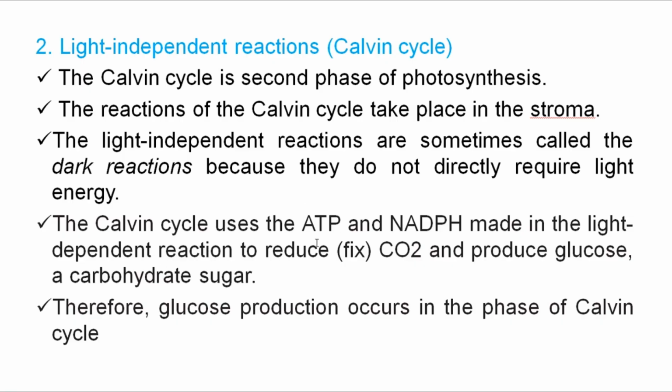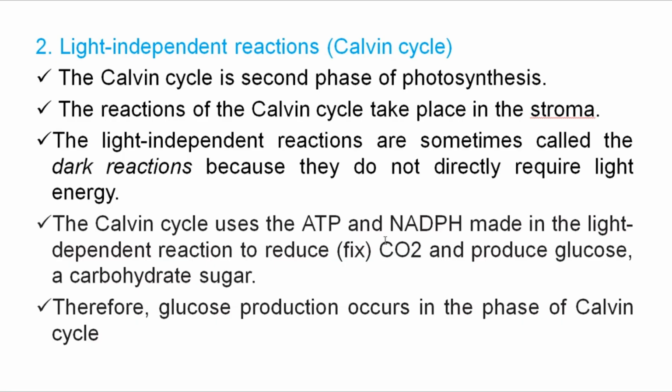The Calvin cycle uses ATP and NADPH. These ATP and NADPH are produced during what? During the light-dependent reaction in the first phase of photosynthesis. So this ATP and NADPH are very important for use in the Calvin cycle. The Calvin cycle uses the ATP and NADPH made in the light-dependent reaction to reduce or to fix carbon dioxide and produce what? Glucose, a carbohydrate sugar.